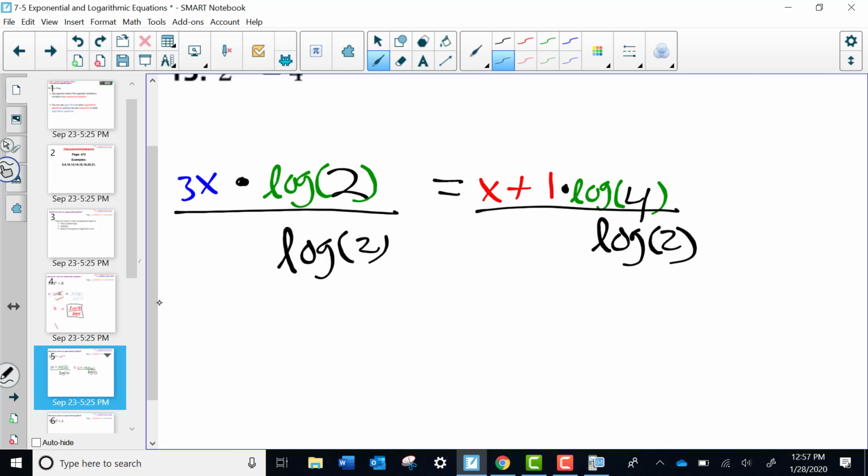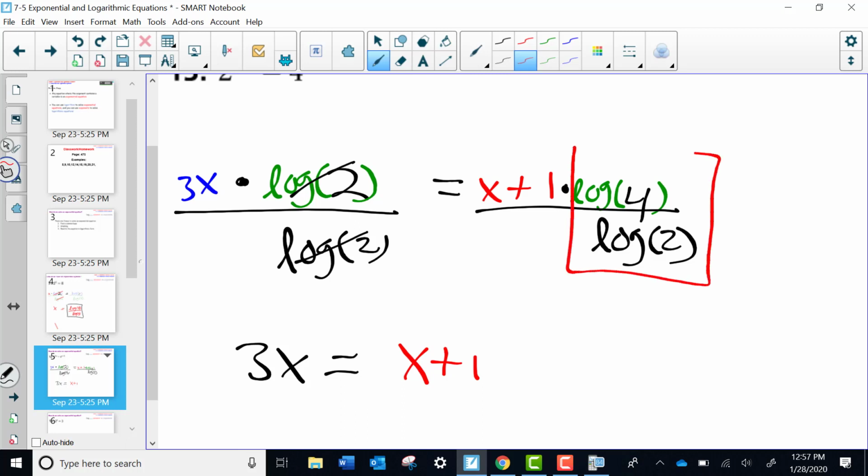Log of 2 over log of 2 cancels out. The reason why is because anything divided by itself is 1, right? If you were to put log of 2 over log of 2 in your calculator, it would say 1. So this is essentially 3x times 1, which is just 3x. This is x plus 1 times log of 4 over log of 2. So we'll take this log of 4 over log of 2, and what do you think we're going to do with that? Plug that into your calculator and see what this value is.